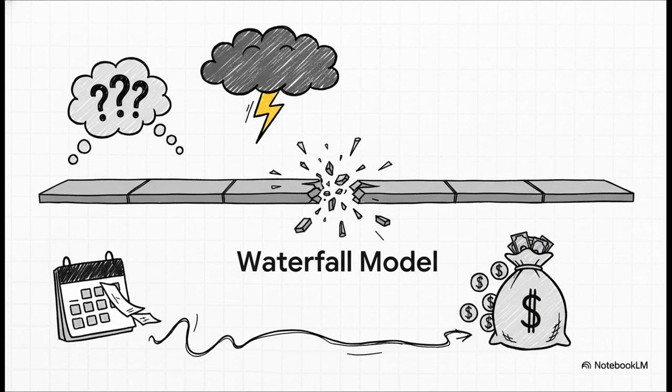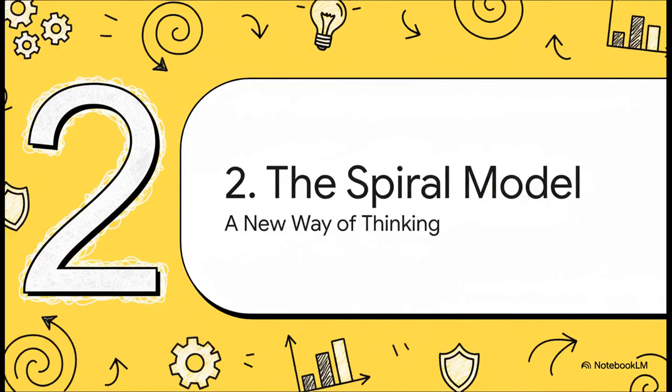A simple step-by-step plan, like the old waterfall model, just doesn't work here. It's way too rigid for that level of uncertainty. And that's exactly why, way back in 1986, a software engineer named Barry Boehm came up with a completely different way to think about it. This is where the spiral model comes into the picture.